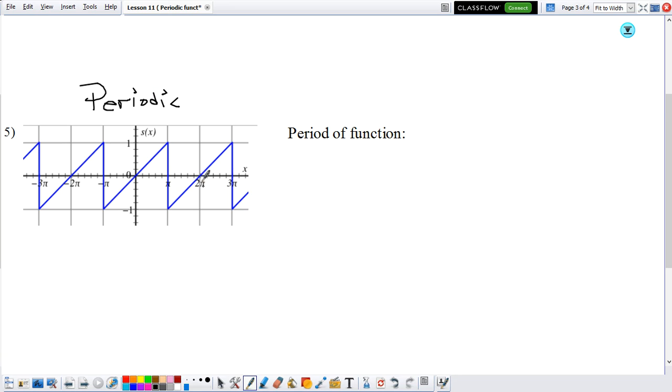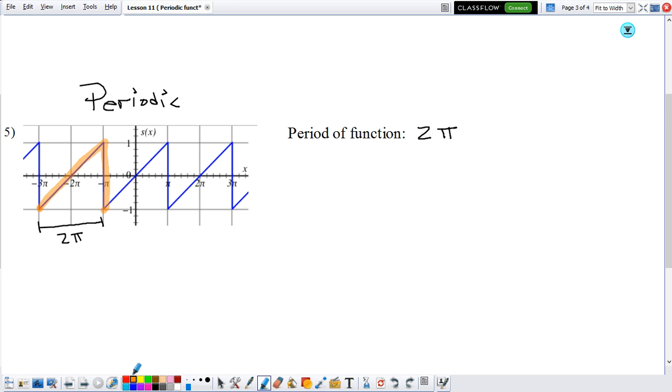Now, because it's periodic, we need to find out the period. So let's identify 2 low points here. We have a low point and a low point. How long does it take me to reach that point? We start at negative 3 pi, that's what it says here, and then we end up at negative 1 pi. So you need to travel exactly 2 pi. From negative 3 pi, if you add 2 pi, you're going to end up at negative pi. So here the period of the function is 2 pi.